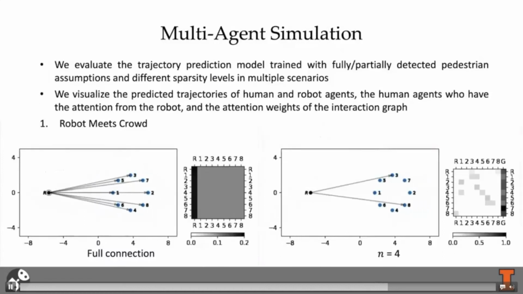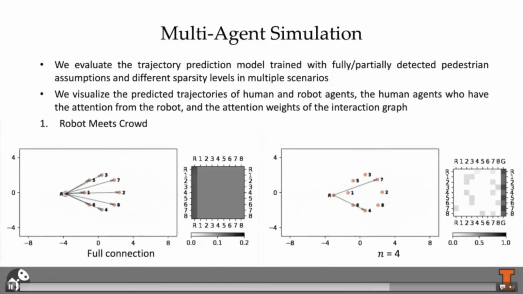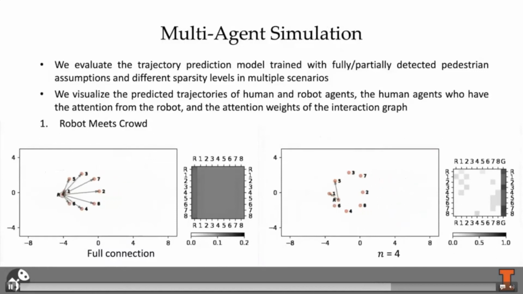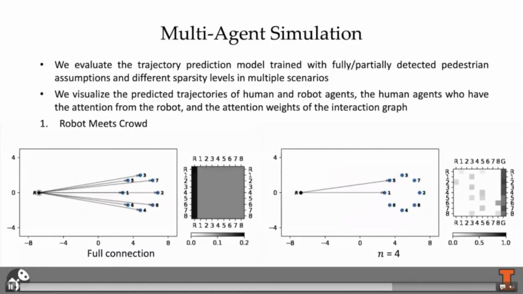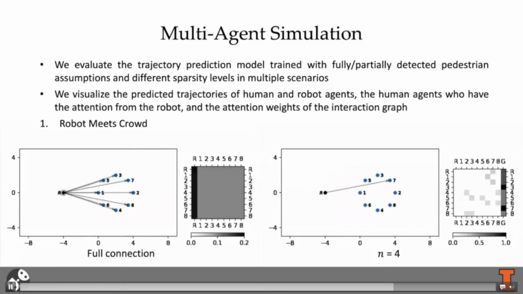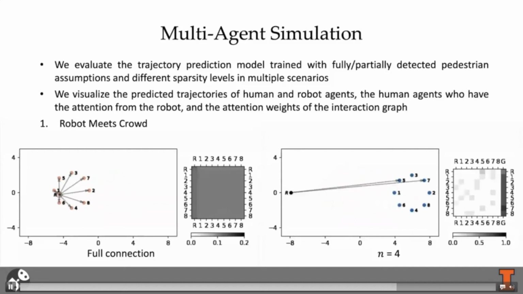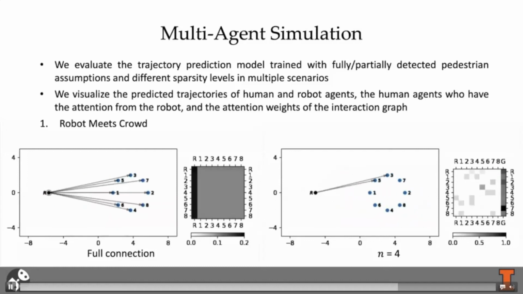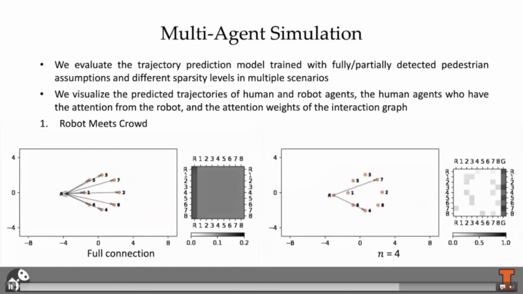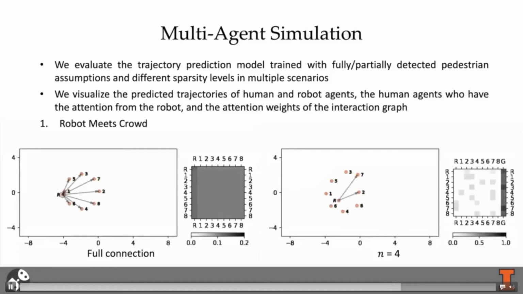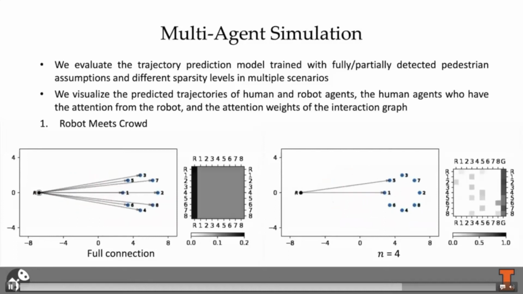We further evaluate the GST model in multi-agent simulation. We run the trajectory prediction models trained with different configurations in multiple human-robot interaction scenarios. We visualize the motion of human and robot agents. We also show connections with the robot as the agent, as the target, and the learned attention weights based on the interaction graph.